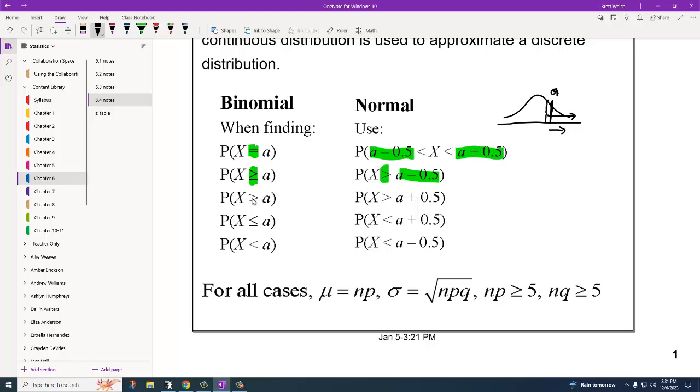But when I don't want a included, right here in my a is greater than, then notice we keep it greater than, but we add 0.5, meaning that instead of starting on the smaller side, we say, I don't want to include this a, so I'm going to come over here and draw my line half a unit beyond the a and shade to the right from there. So I'm omitting the value of a, whatever that number is.